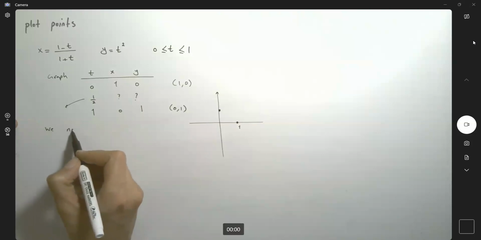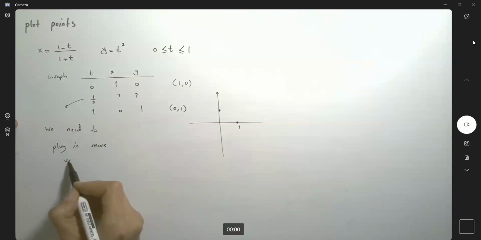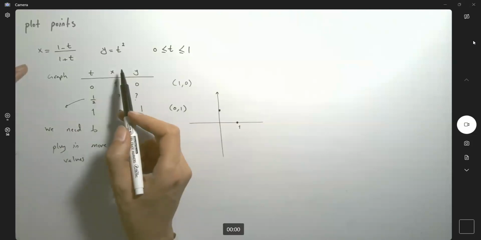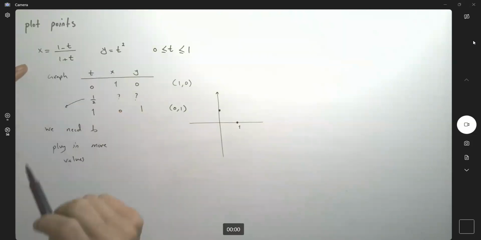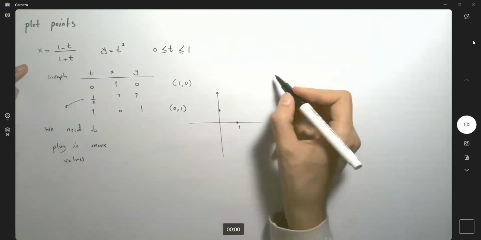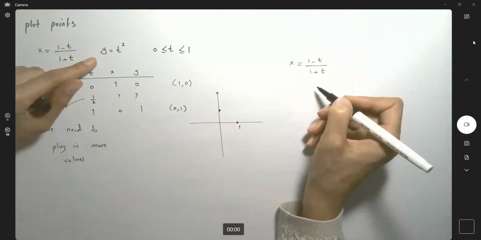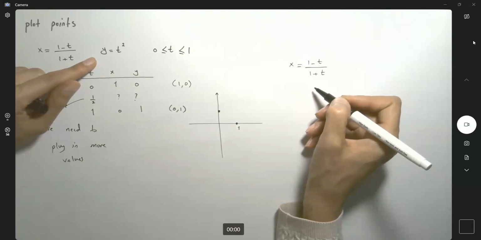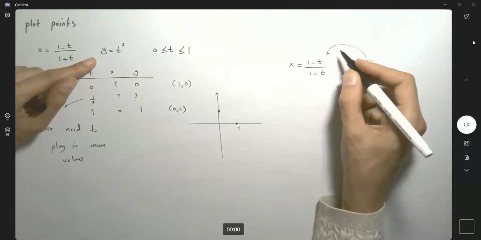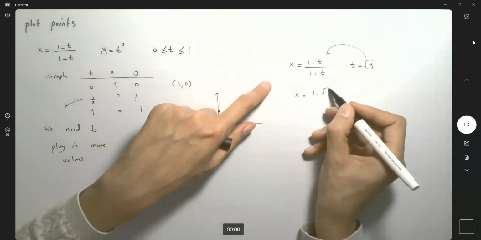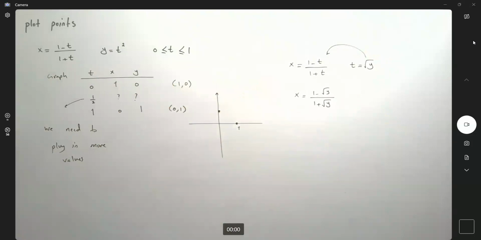We need to plug in more values. What else can you do? You can find a relation between your x and y and see what happens. Our x is (1 minus t) divided by (1 plus t), and t is equal to the square root of y. You can plug that in here. So x becomes (1 minus square root of y) divided by (1 plus square root of y), and you can start simplifying the whole thing.